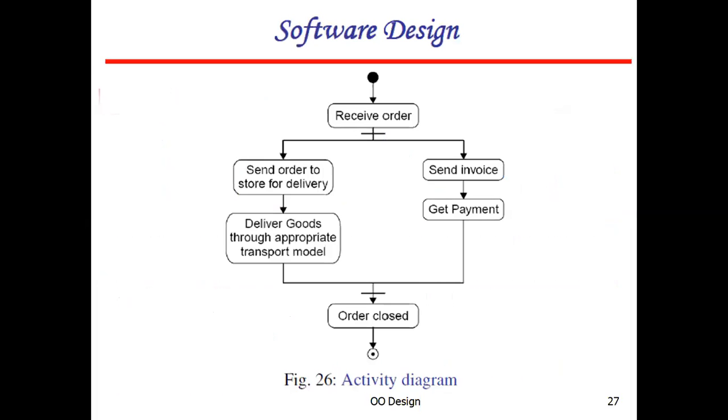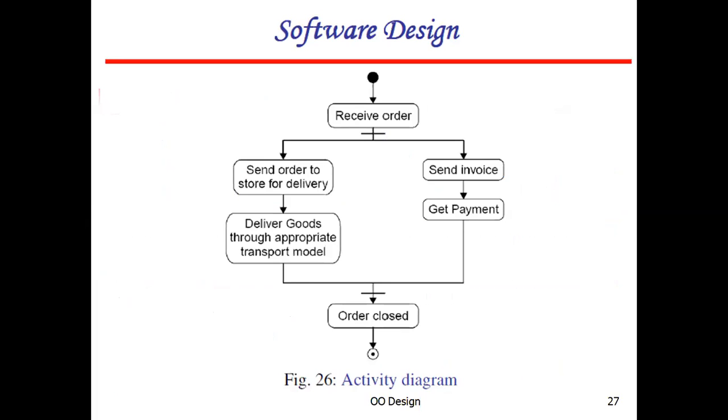This is an example of an activity diagram. In this diagram, we need to describe the starting point as well as the end. While we are receiving the order, we need to send the order to the store for delivery. At the same moment of time, send the invoice.